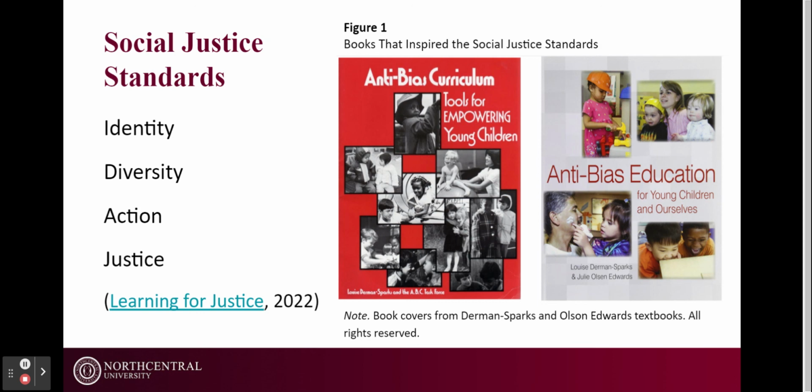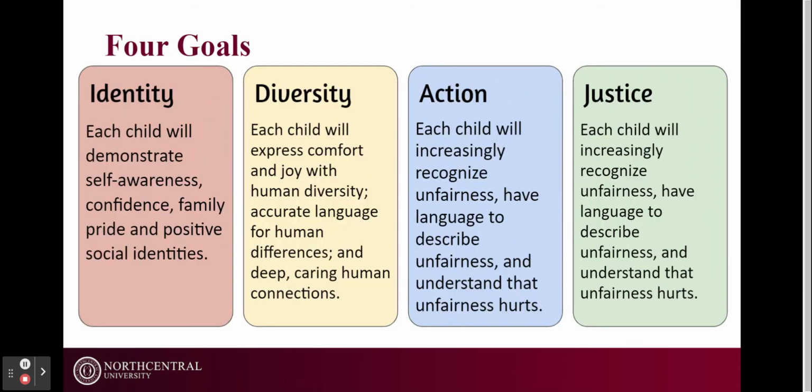The four goals of anti-bias education are identity, diversity, action, and justice. And Learning for Justice's social justice standards originated in the realization that Derman-Sparks' four goals could be used as anti-bias domains: identity, diversity, justice, and action. Learning for Justice staff then broke these domains out into a full set of anchor standards. So there's 5 standards per domain. And those standards are linked in these slides, and they're available on the Topia Walk. You can access them there as well.